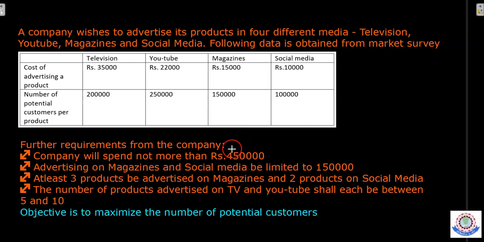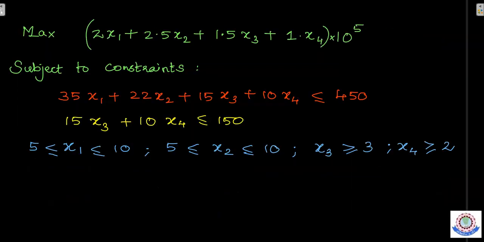Looking at the problem again, we have developed the objective function equation for the objective mentioned in the problem. Our objective is to maximize the number of potential customers, and we have written constraint equations for the total cost spent by the company, advertisements on magazines and social media alone, and the boundary limitations of products in all the 4 different media. So we have written the equation, and this gives the overall mathematical formulation of this problem.